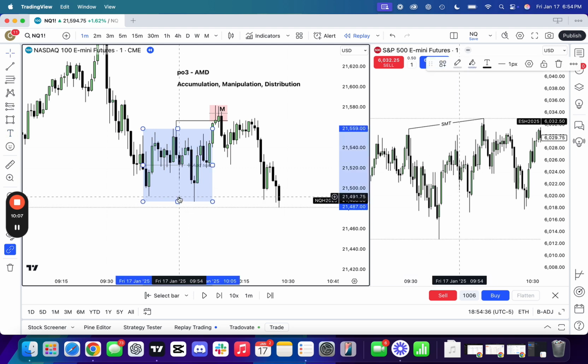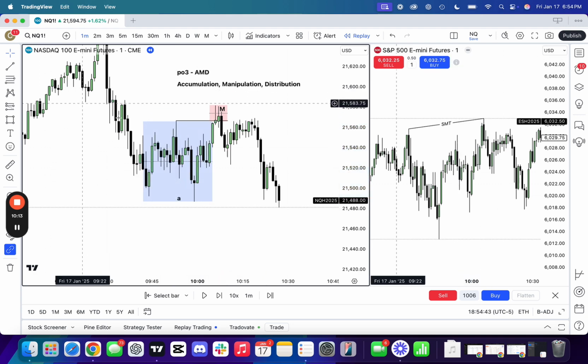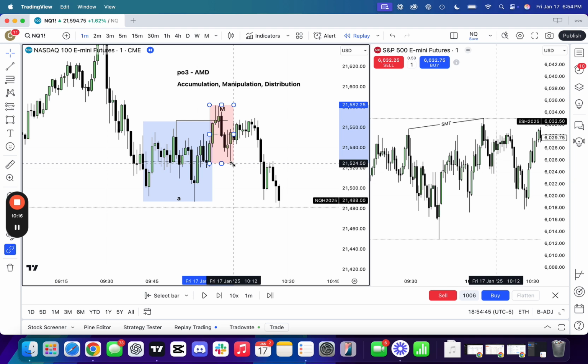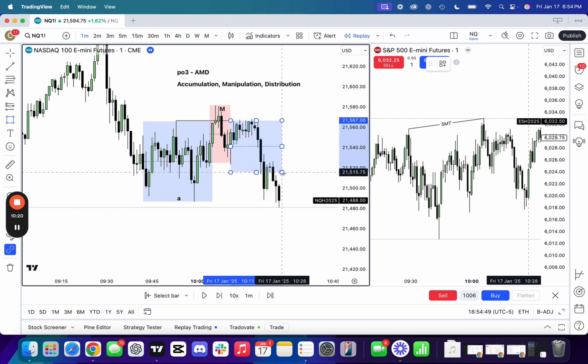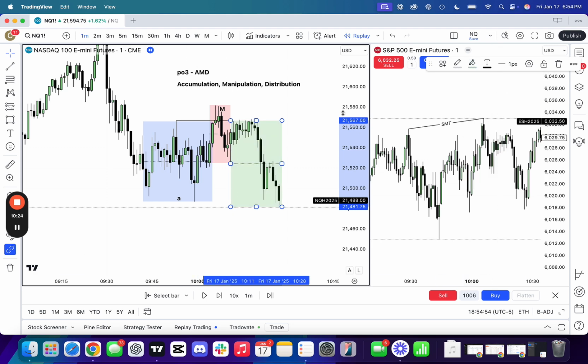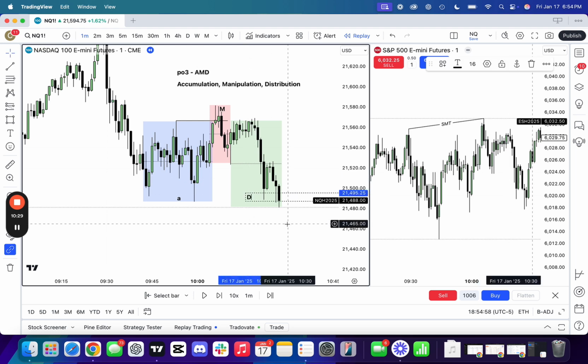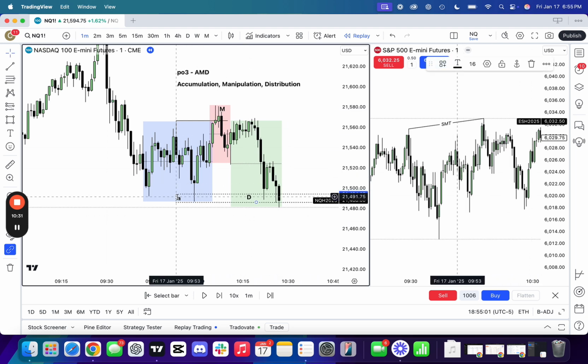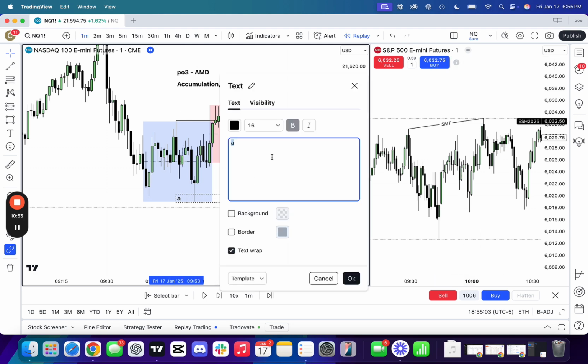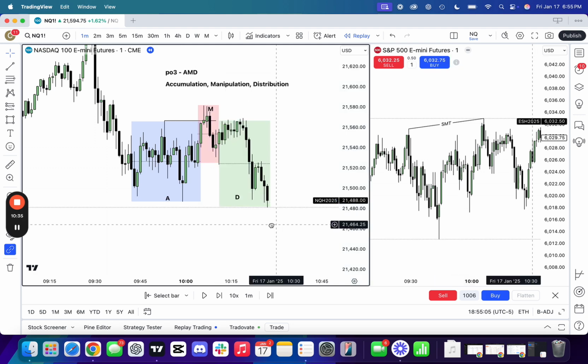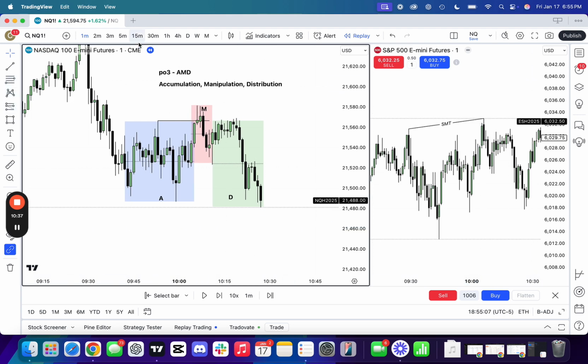Accumulation, manipulation. Where's distribution? After we manipulate, we distribute back to the downside. That's our distribution. Yeah, we're on the 1 minute time frame, so it's not as obvious as some other time frames like the 4 hour. But boom. And we had all of our confluences within this range.